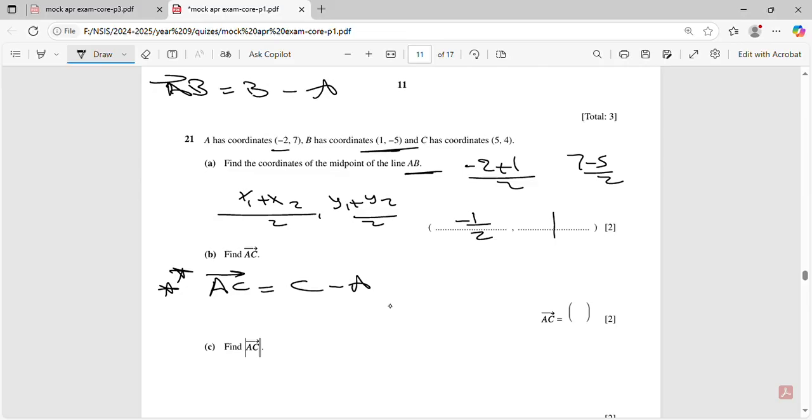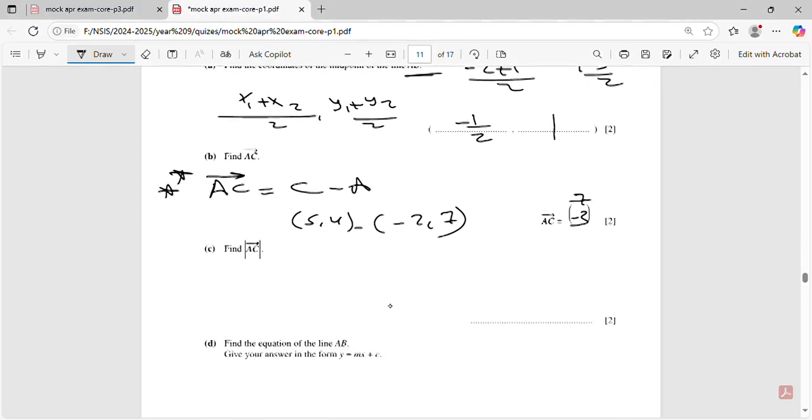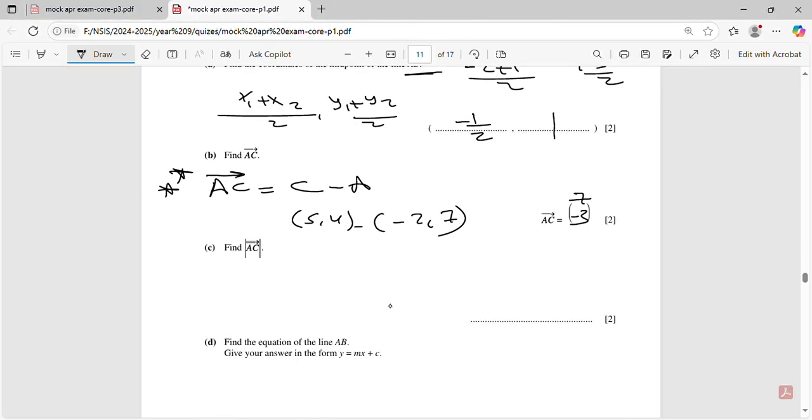So in this case, C will be 5 and 4, and A will be negative 2 and 7. So I will subtract: 5 minus negative 2 will be 7, and 4 minus 7 will be negative 3. Now he asked me for the magnitude of this. The magnitude is the square root of 7 to the power of 2, plus, by the way, negative 3 to the power of 2. So I take the result of AC, and this is power of 2, this is power of 2, which will be root of 58.